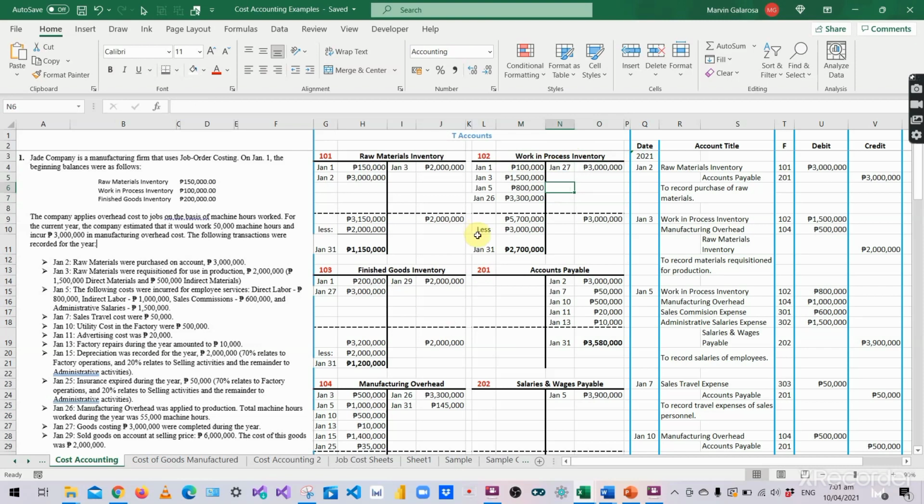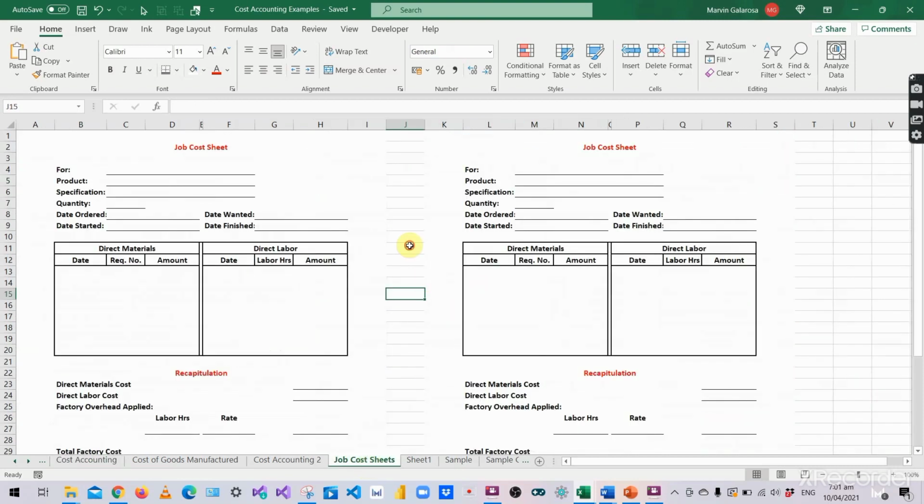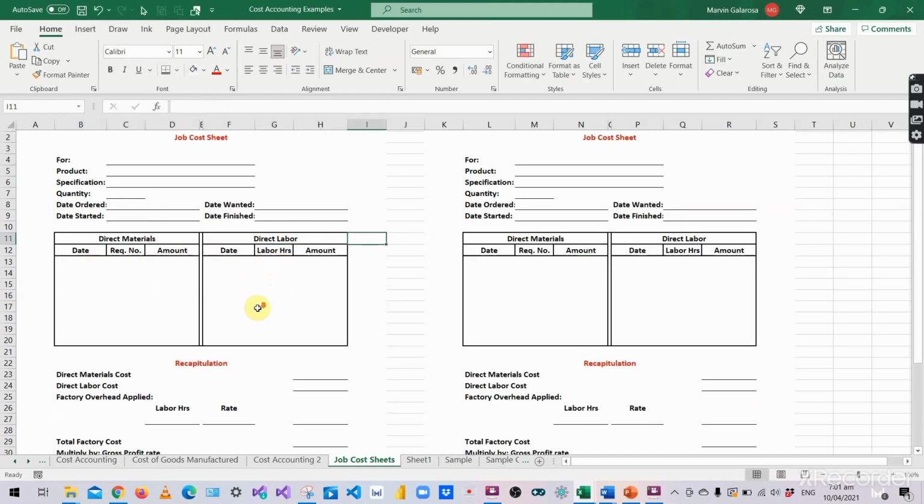To give you an idea of how does job cost sheet looks like, ito yung example natin. So this is a job cost sheet. You write the name of the customers, the products ordered, and its specification. Syempre yung quantity, and yung mga significant dates. You will also list down by dates yung details ng direct materials as well as direct labor.